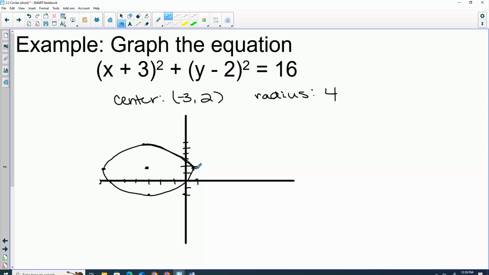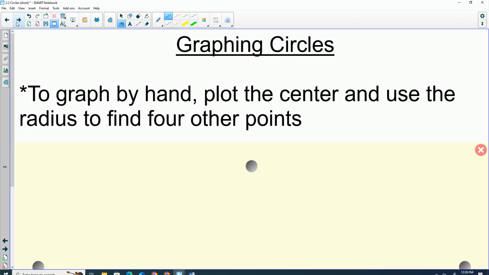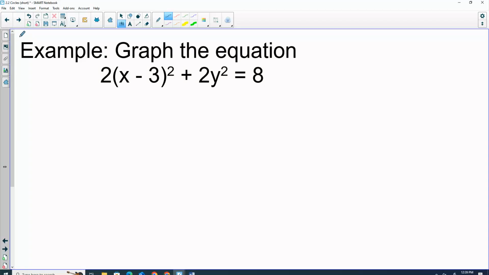Let's try it. Mine is slightly embarrassing, but it's close. It's roundish. Okay, let's try one more. What's wrong with this one?